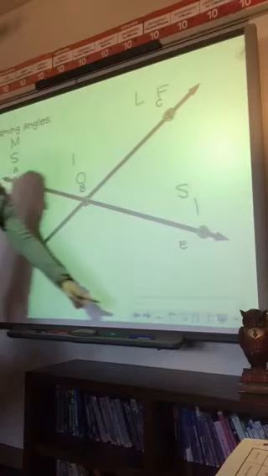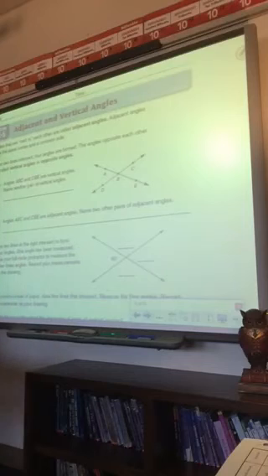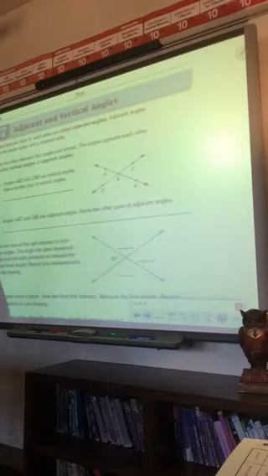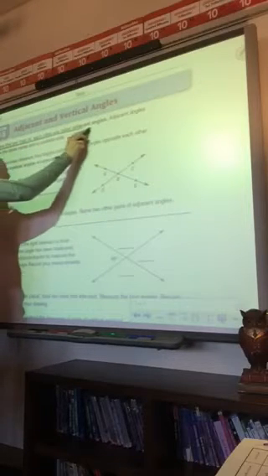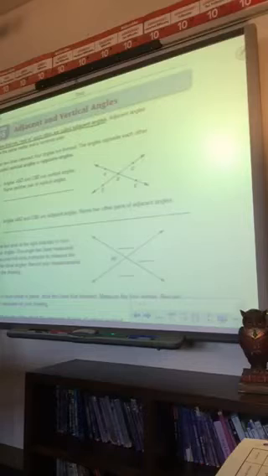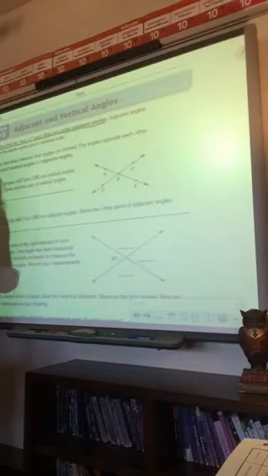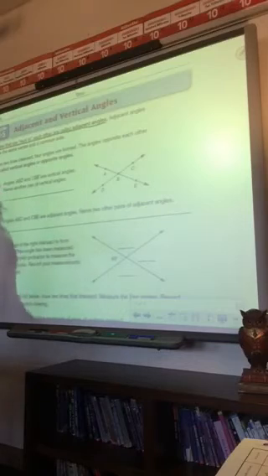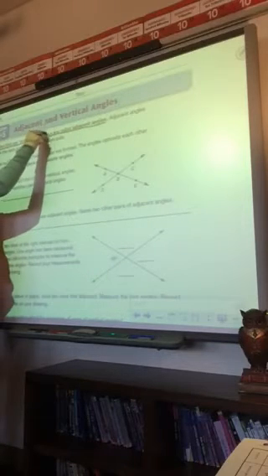All right? So, look at page 73. It says, angles that are next to each other are called adjacent angles. Underline that. Angles that are next to each other are called adjacent angles. Roman, underline that. Angles that are next to each other are called adjacent angles. These are the BFF angles.